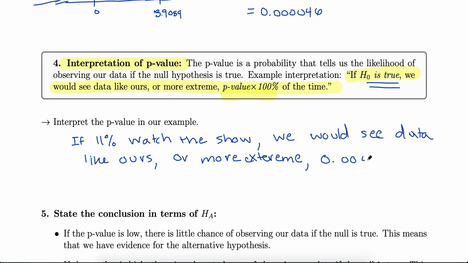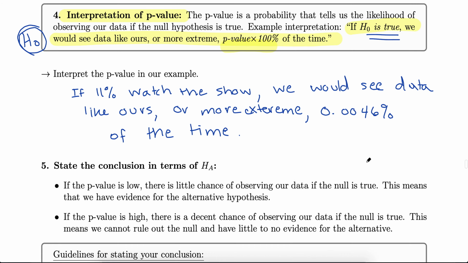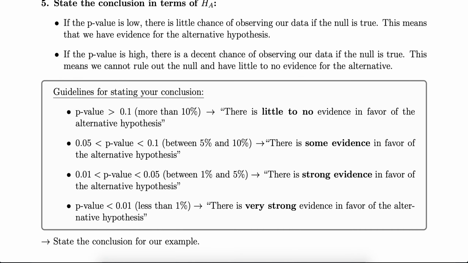So 0.0046% of the time. I want to emphasize here on this page, we just interpreted this in terms of the null hypothesis. Emphasize that in your notes. If the null's true, these are our chances of seeing the data. So hopefully you're thinking, if it's 11%, we're rarely going to see our kind of data. So that gives us evidence it's probably not 11% because our data would be such an anomaly under that initial assumption. So our last step here is just to put that in context.